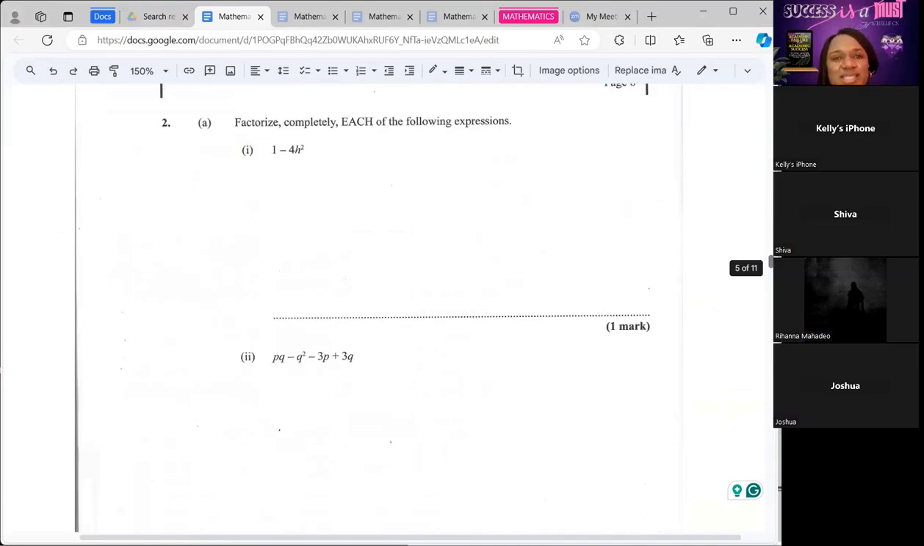Okay, what's question two? We have here, factorize completely each of the following expressions. Woo, the factorization algebraic section. Okay, so we have here, this is called a difference of squares, right? Difference of squares. It's called difference of squares.